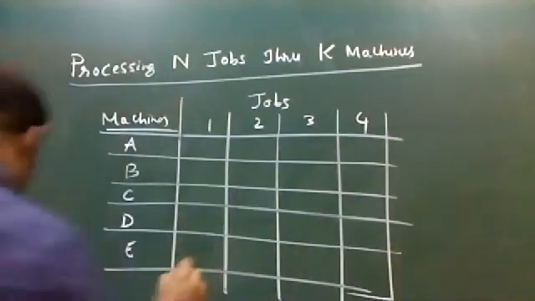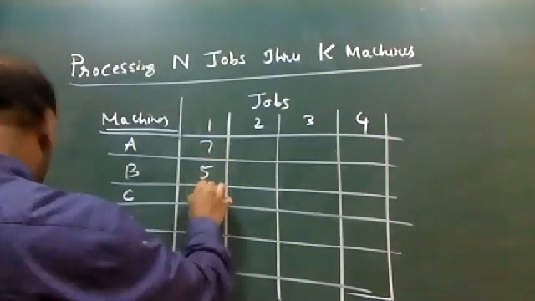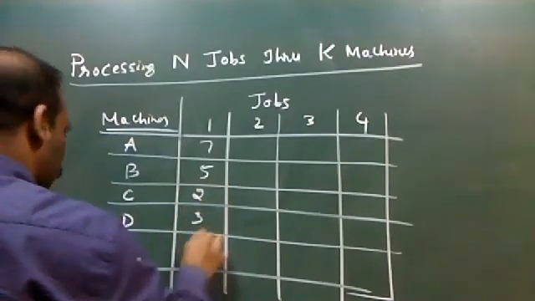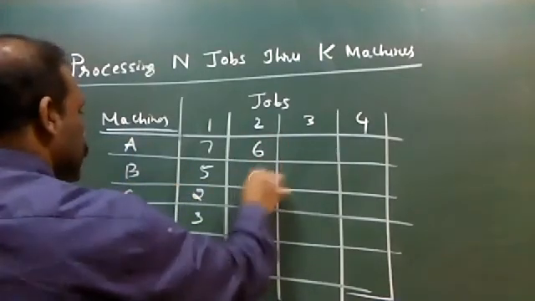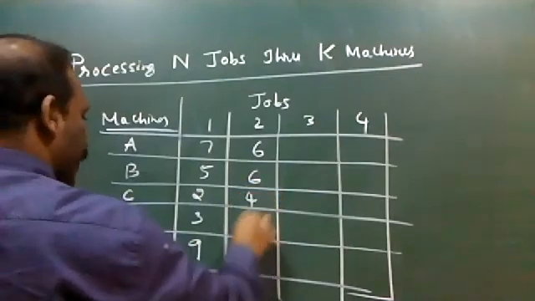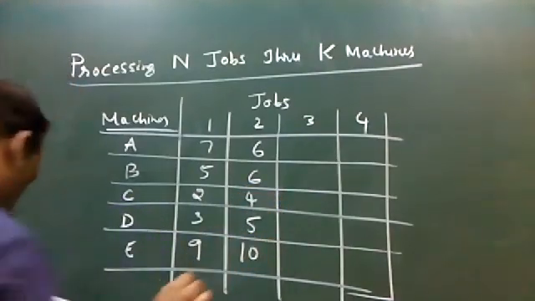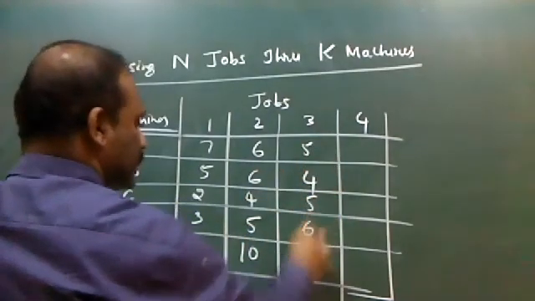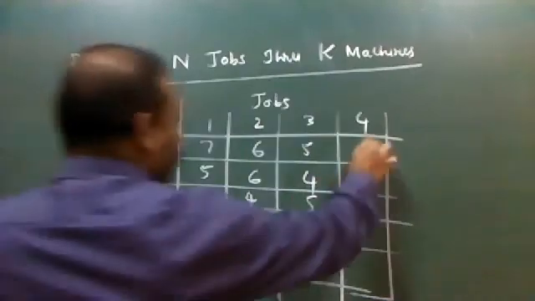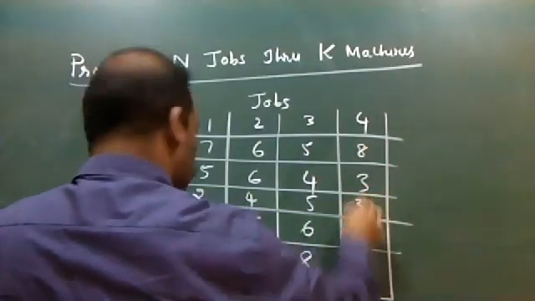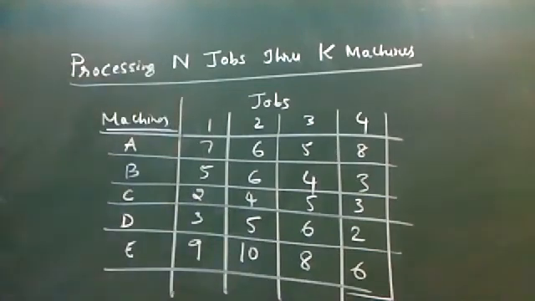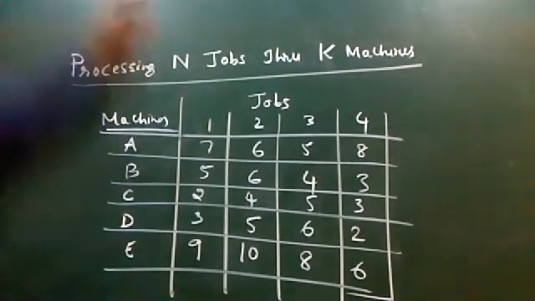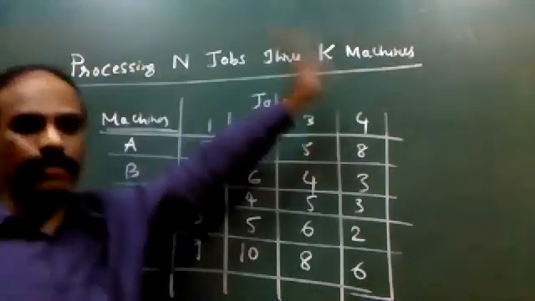Okay, let me write down the data. So 7, 5, 2, 3, and 9. 6, 6, 4, 5, and 10 is the second value. 5, 4, 5, 6, 8 is the next value. 8, 3, 3, 2, and 6 is the next one. Now this is the data given to us. Now using this data, we are supposed to solve this problem, which is n jobs through k machines.